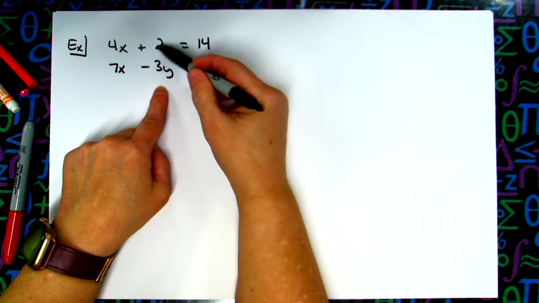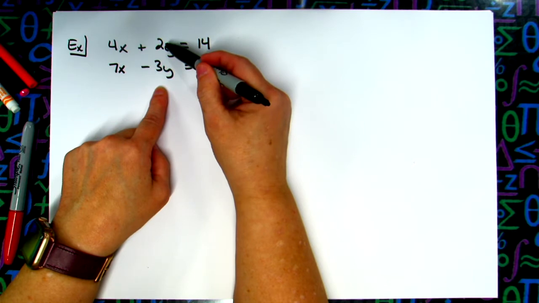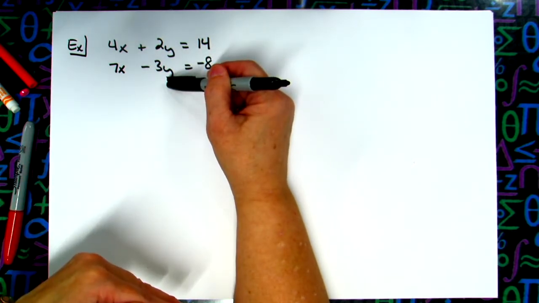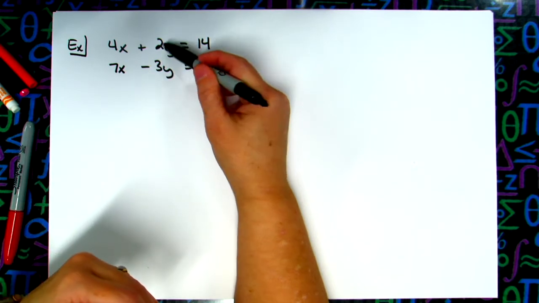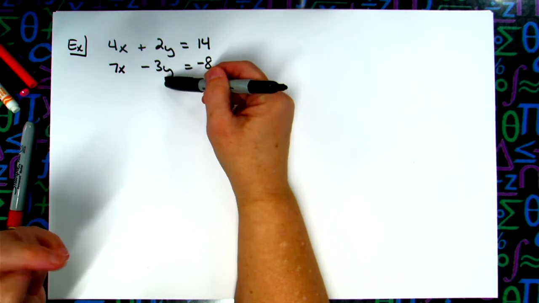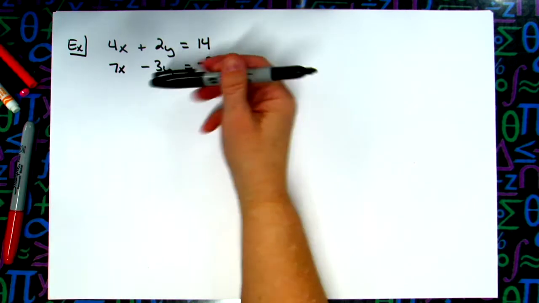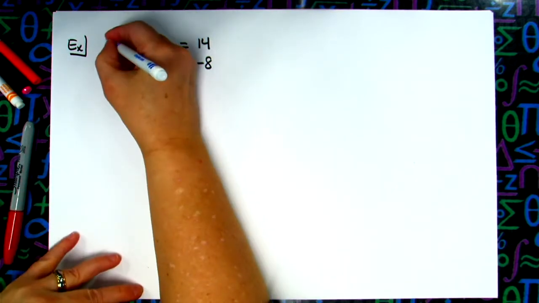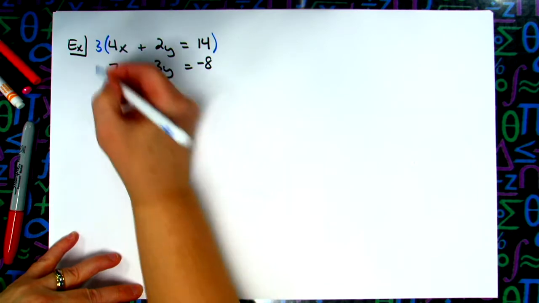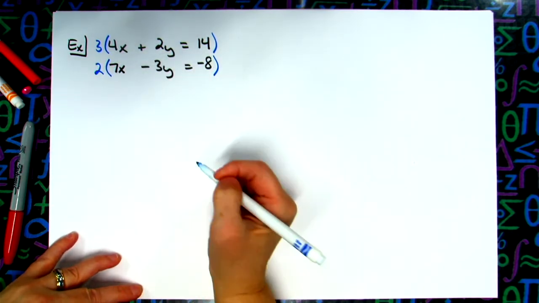Now, how can I make these match by multiplying? What would I have to multiply the top by, and the bottom by, to make them fall out? 3 and 2. If I multiply the top by 3, I'd get a 6y. If I multiply the bottom by 2, I'd have a -6y. So that's what you're going to look for. The top one has to be multiplied by a 3, and the bottom one has to be multiplied by a 2.